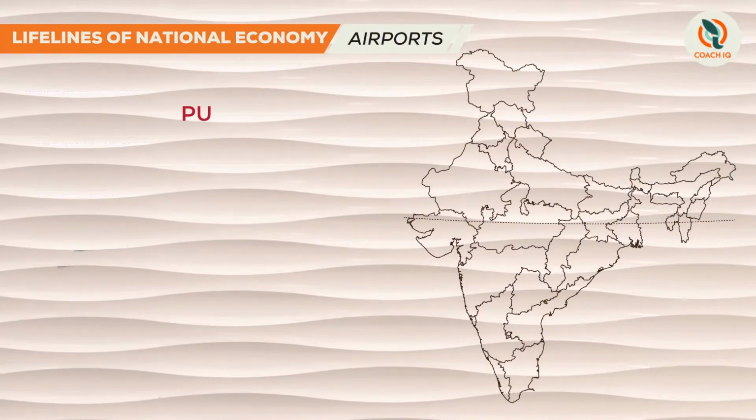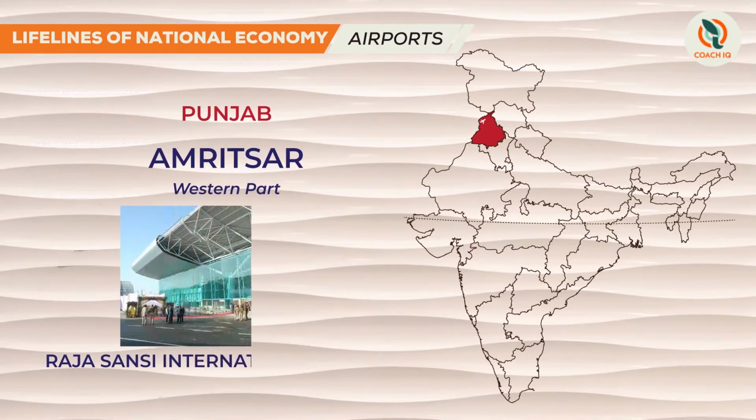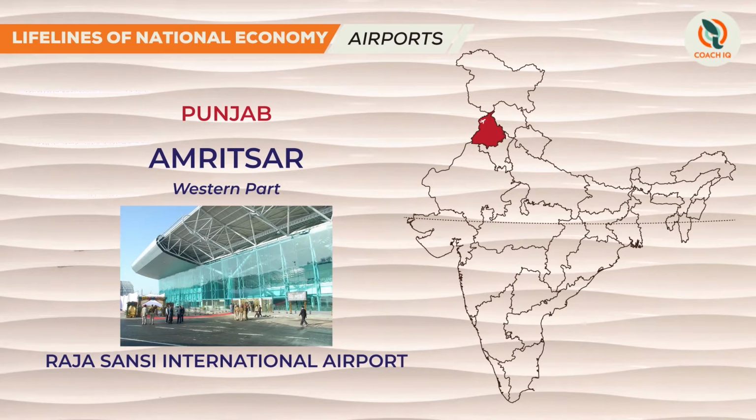Come to the north, that is Punjab. In Punjab, it is in Amritsar, right at the western part. And the name of the airport is Raja Sansi. You have to remember the name because sometimes they just ask you the name. If it's asked Raja Sansi, you have to know it's in Amritsar.